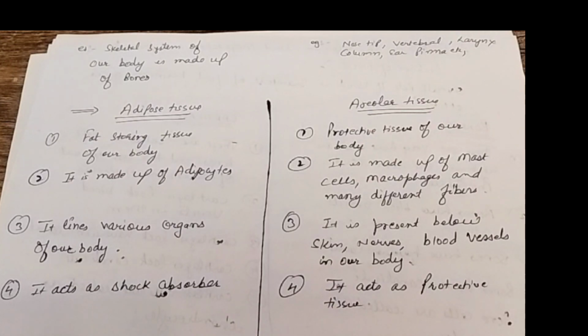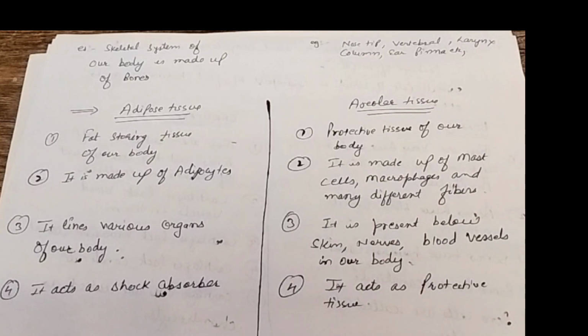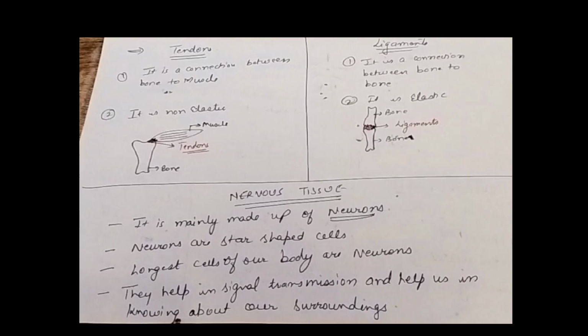Then coming to the adipose tissue and areolar tissue. Adipose tissue is the fat-storing tissue in our body, whereas areolar tissue is a protective tissue. Adipose tissue is made up of adipocytes, whereas areolar tissue is made up of mast cells, macrophages and different fibers. Adipose tissue lines various organs of our body and acts as a shock absorber, whereas areolar tissue is present below the skin, nerves, blood vessels, and is very protective in nature.